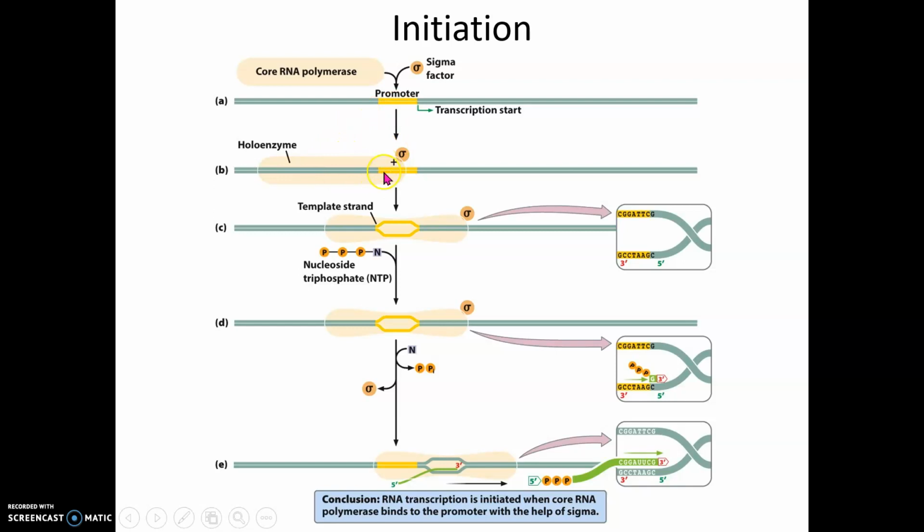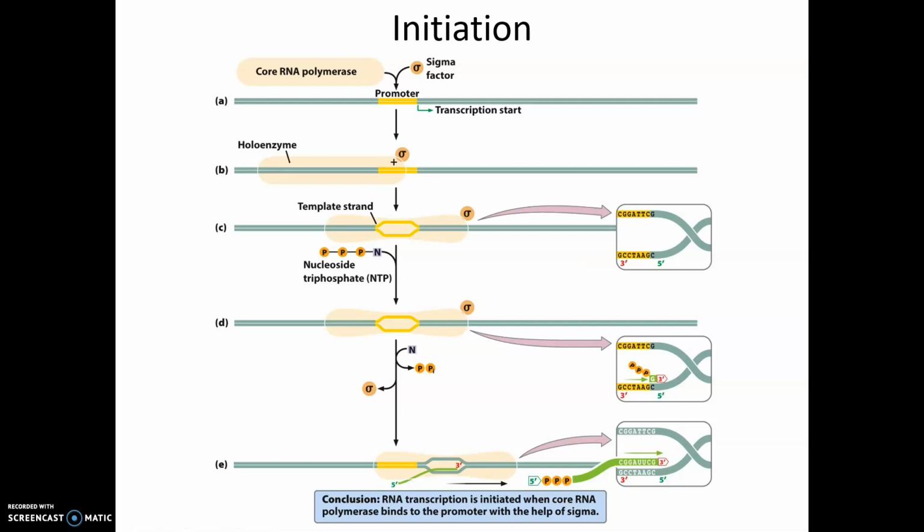We have our holoenzyme. Its job then is to start to open up the strand. And remember, this only requires RNA polymerase here. We don't have several different RNA polymerases in bacteria like we did in replication. So we pull it apart, we start to add in the first couple nucleotides, and then sigma dissociates. And that's the end of initiation.